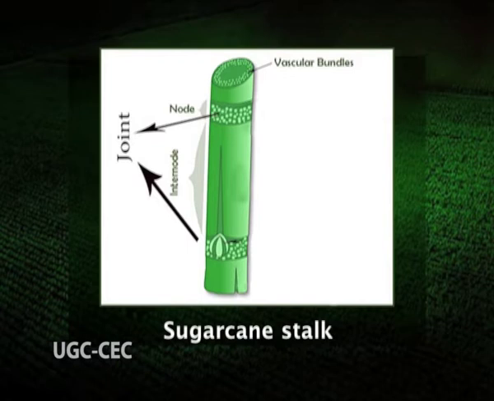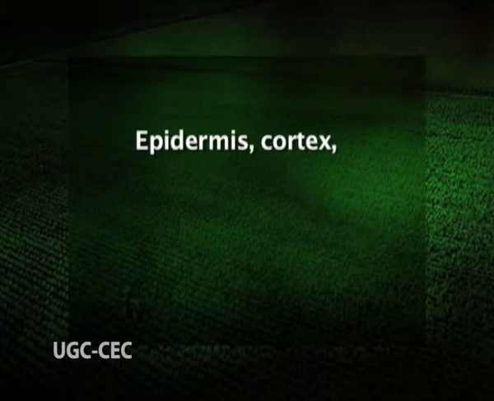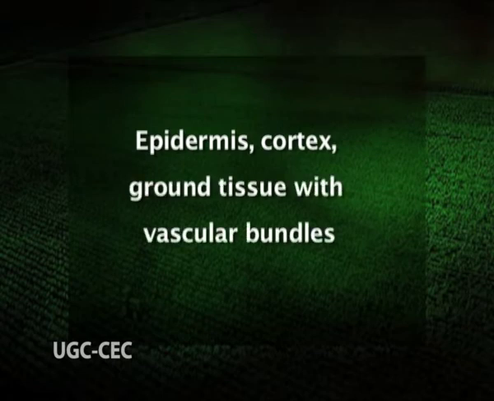Each joint is made up of a node and an internode. The length and diameter of joints vary widely with different varieties and growing conditions. In general, however, the joints at the base are short and internodal length gradually increases. A cross section of an internode shows from the outside to the center the following tissues: epidermis, cortex or rind, and ground tissue with embedded vascular bundles.